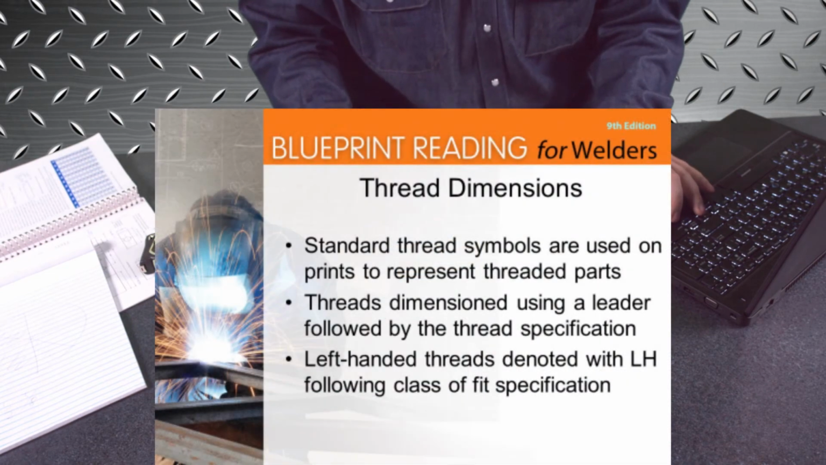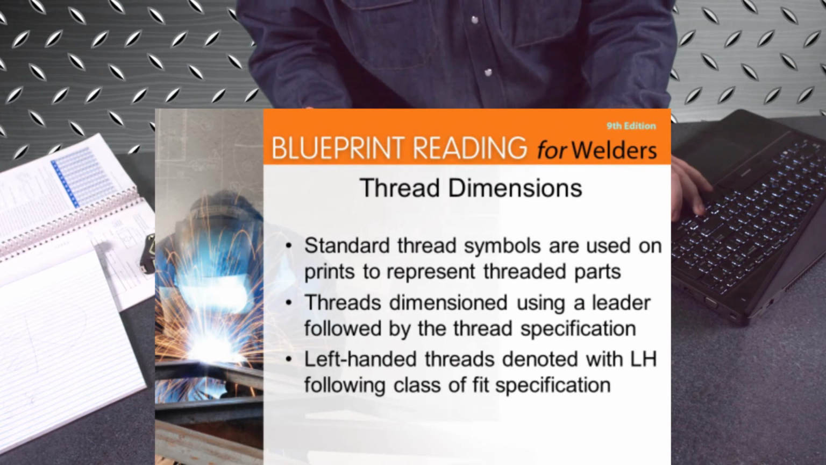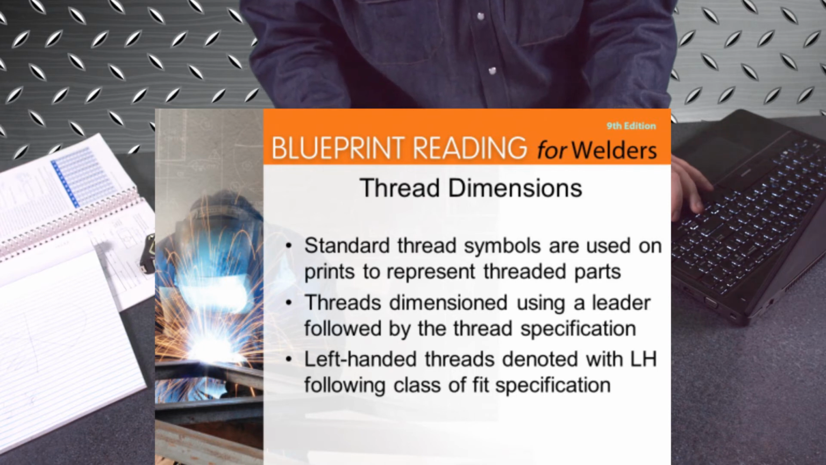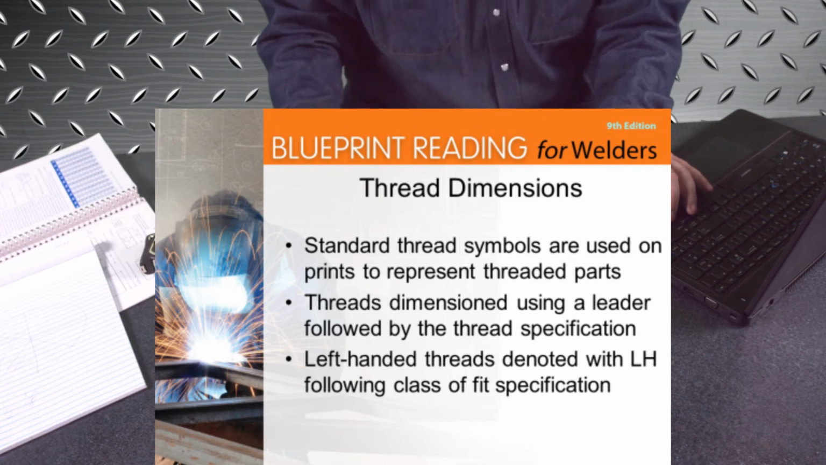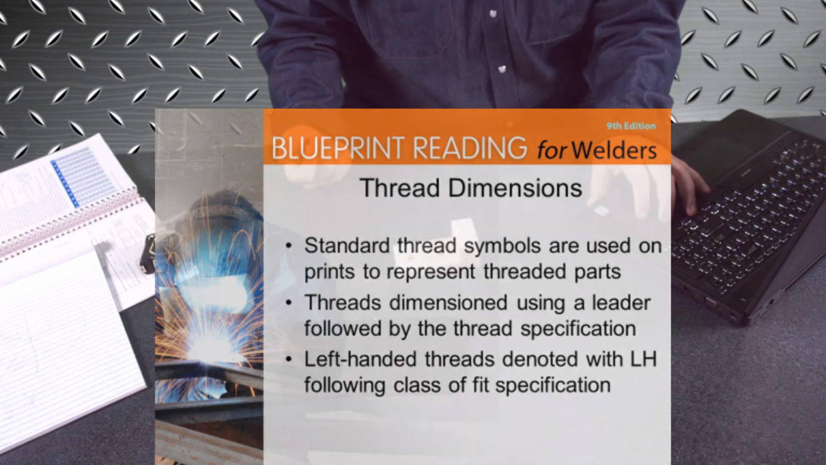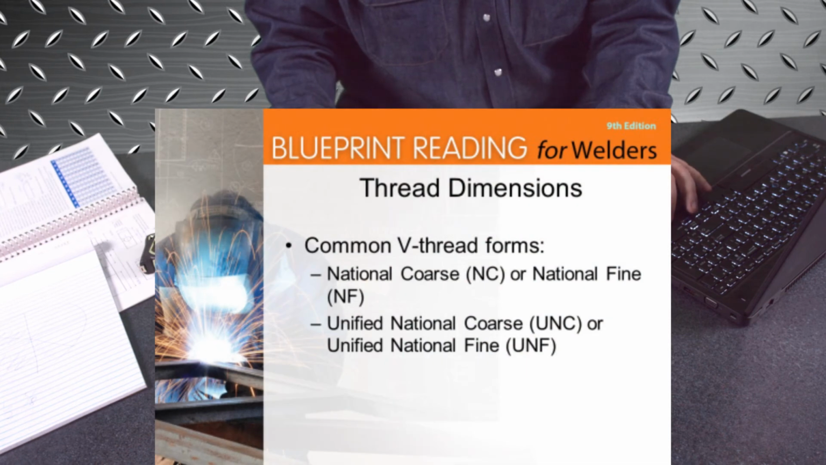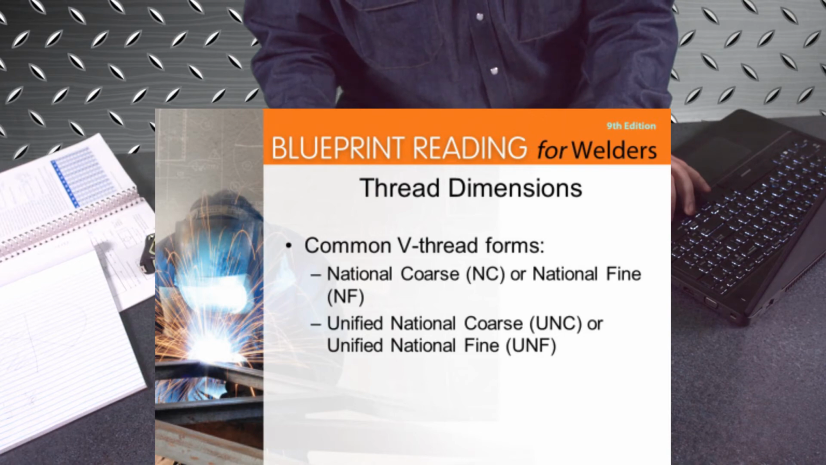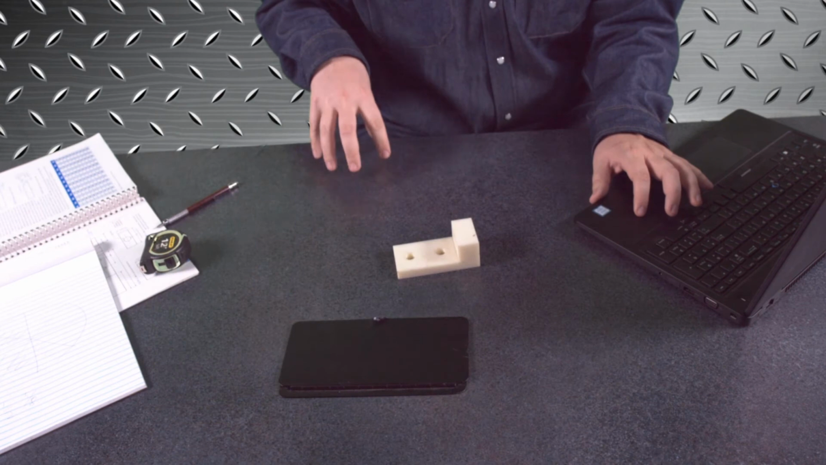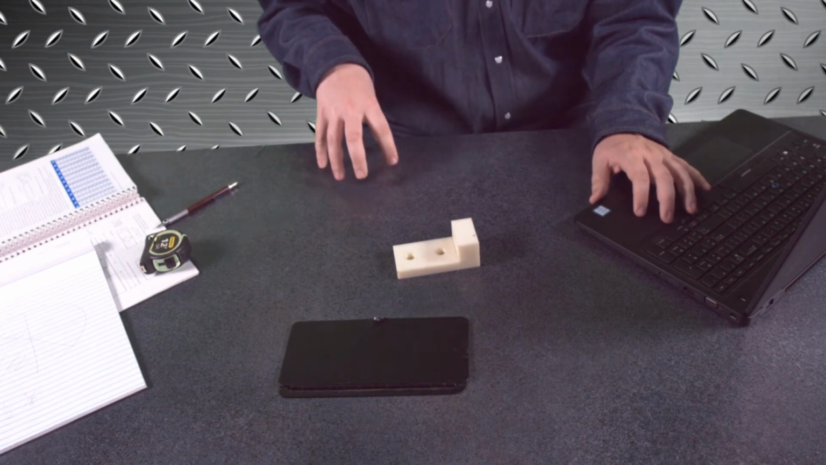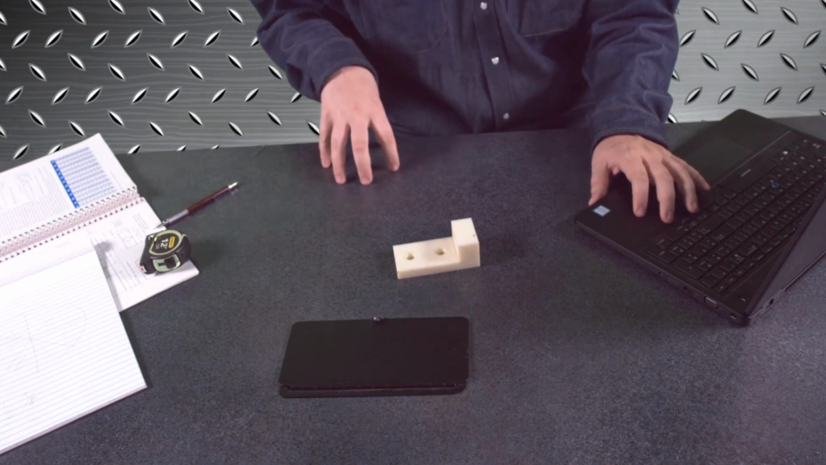Standard thread symbols are used on prints to represent threaded parts. Thread dimensions are given using a leader followed by a thread specification. Left-handed threads will be denoted by an LH following the class of fit specification. Common V-thread forms, just go over those real quick. We have national coarse, national fine, unified national coarse, and unified national fine. These are the super common V-form threads that most bolts and screws are made out of.